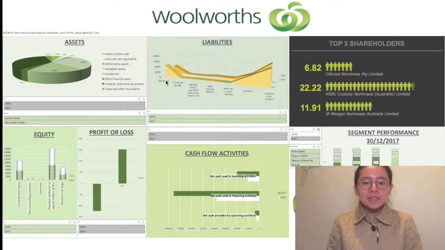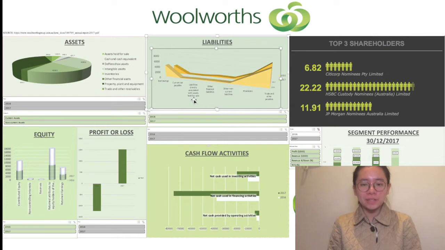Next, this is the liabilities graph. The x-axis represents different types of liabilities like borrowings, current tax payable, liabilities directly associated with assets held for sale, other financial liabilities, other non-current liabilities, provisions and trade, and other payables. While the y-axis shows the amount of dollars in million.